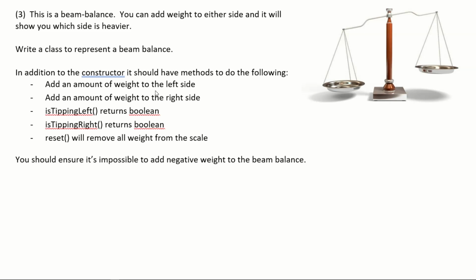Things that you can do are, you should have a method, the name is up to you, that lets somebody add weight to the left side. You should have a method that lets someone add weight to the right side. You should have a method so that you can ask the beam balance, are you currently tipping towards the left? And another that says, are you currently tipping towards the right? And then you should have a method that lets you remove all the weight from the scale to reset it.